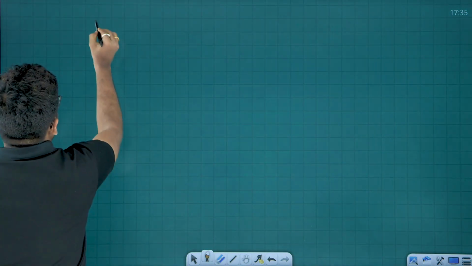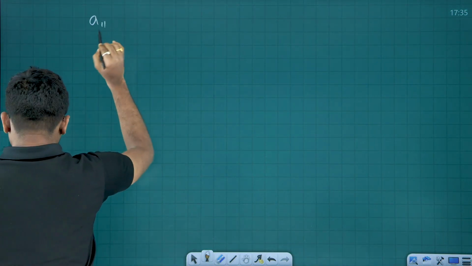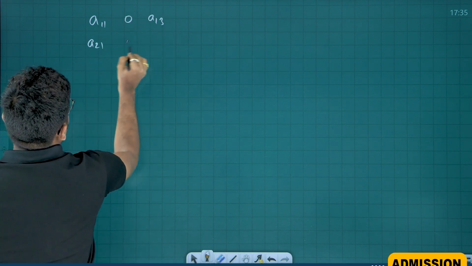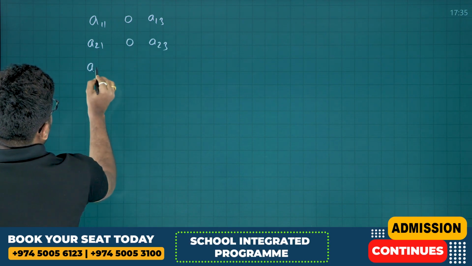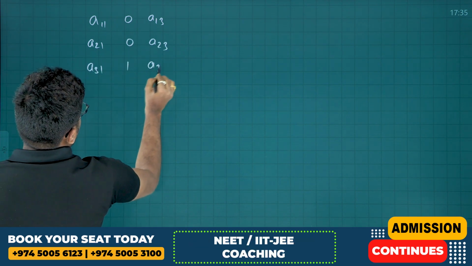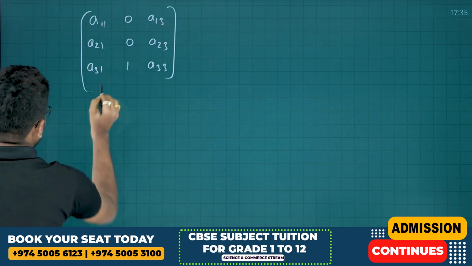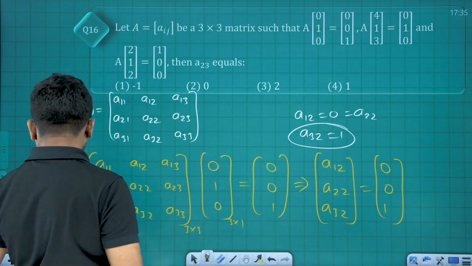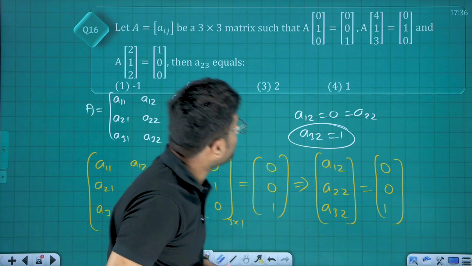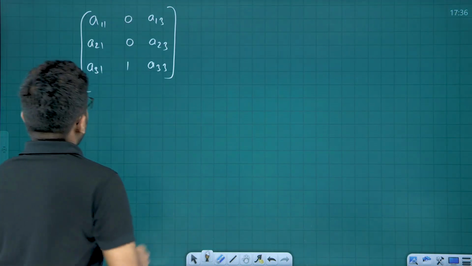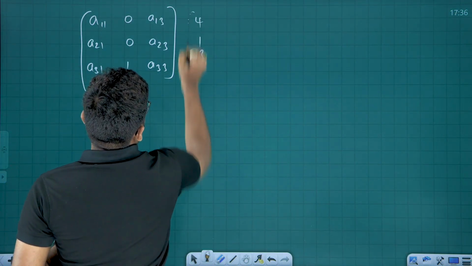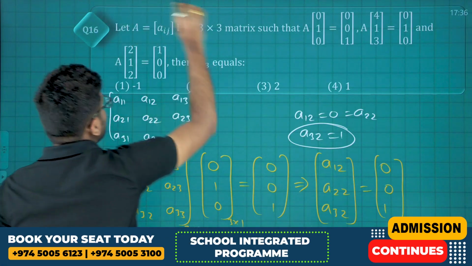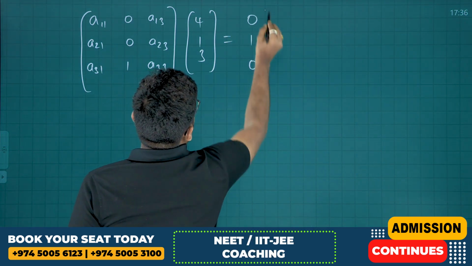We'll take it to the next slide. Now A11, 0, A13, A21, 0, A23, A31, 1, A33. This is our matrix A now, correct? Yes, A32 is 1. So when you multiply this with 4 1 3, you get 0 1 0. Okay, 0 1 0.